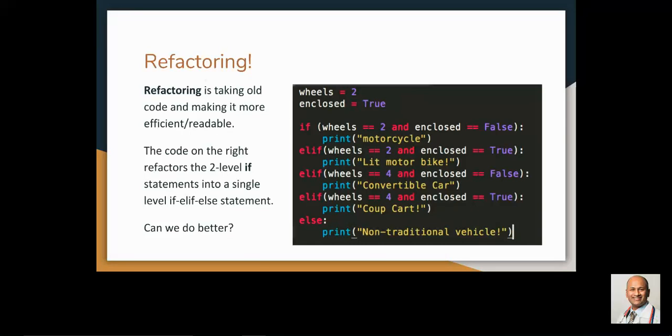So now it tests if wheels equals 2 and enclosed, it prints motorcycle, elif wheels equals 2 and is not enclosed, it's a lit bike. Wheels equal 4 and enclosed, we call it a convertible car, and if it's not enclosed, we call it a cube.